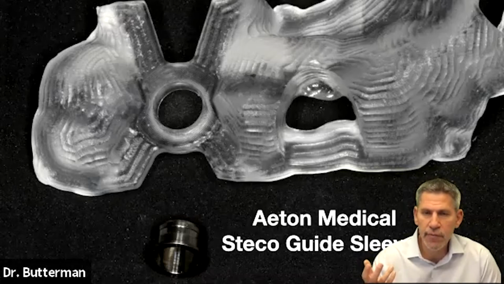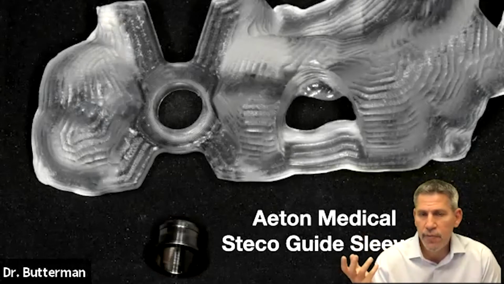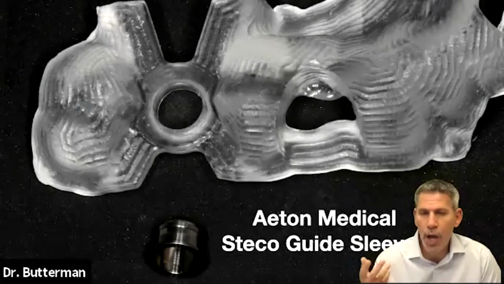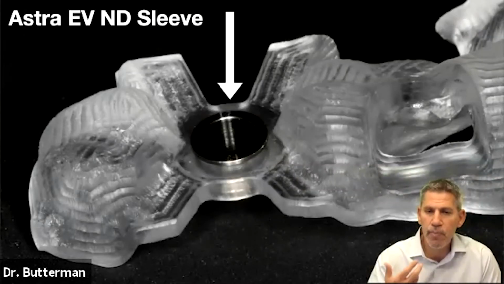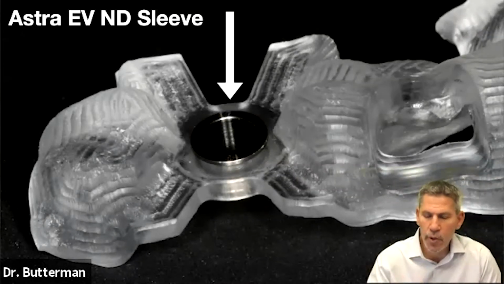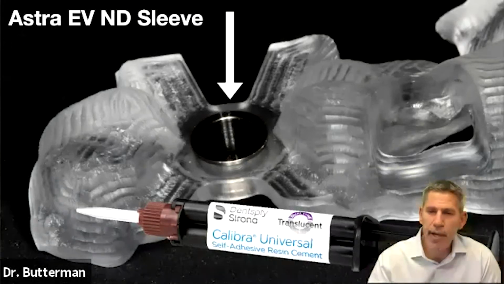So with the Astra EV system, for example, and this could be on a couple different implant types, this would be a wide diameter sleeve because it's a 4.8 implant. So I just bond that into place, or a narrow diameter sleeve for a smaller implant. And that's just going to be bonded into place with cement.